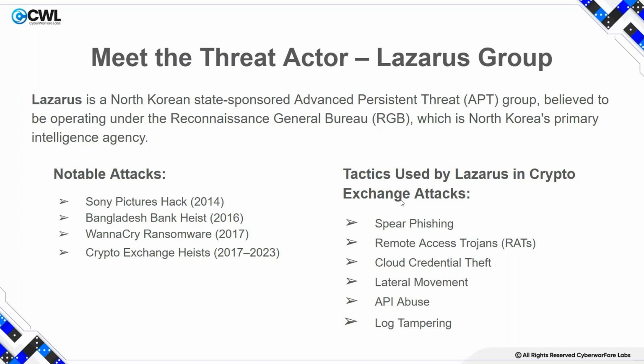If we talk about the tactics used by Lazarus in crypto exchange attacks, at the top we have spear phishing, which is the most common and favorite technique of the Lazarus Group. They target employees with emails posing as job offers or partnerships. Second, we have RATs, remote access trojans, deployed via malicious documents, which we will talk about later, because this is the primary thing with the spear phishing that Lazarus used in crypto exchange heists.